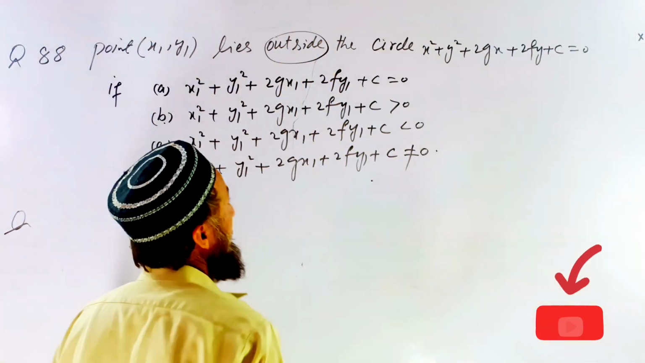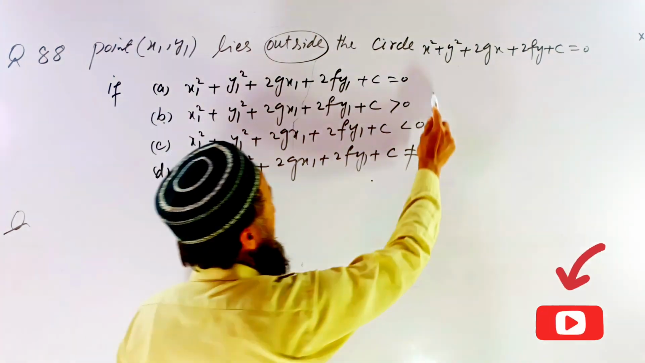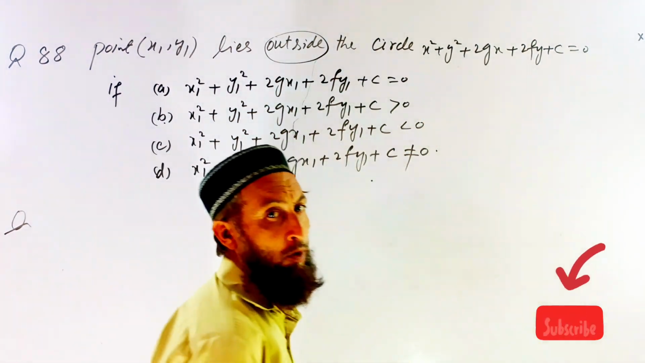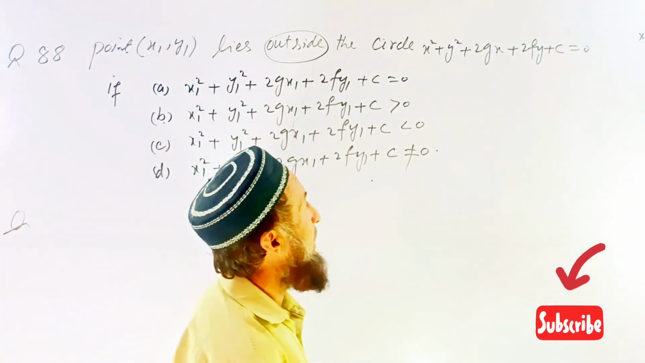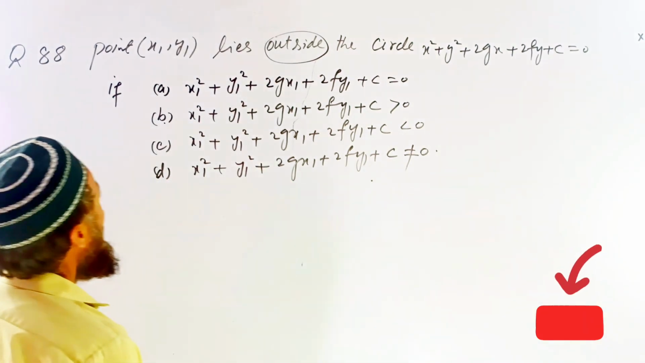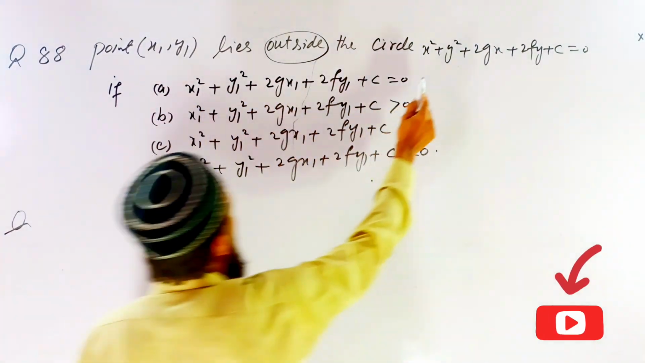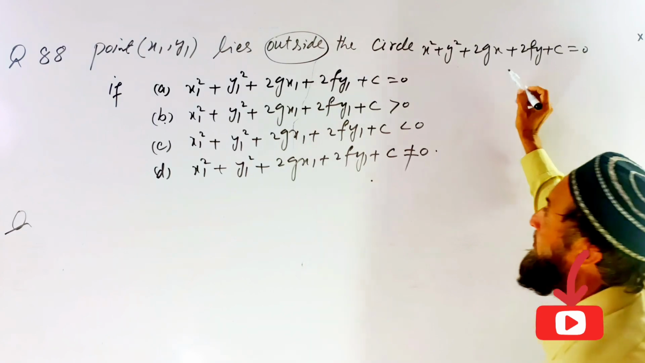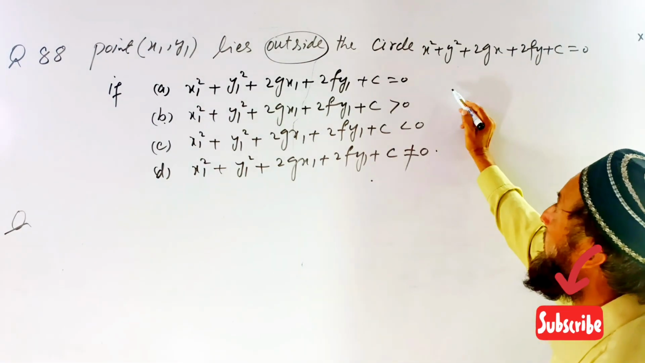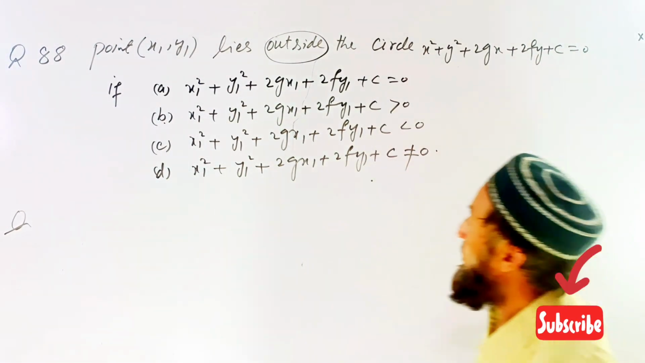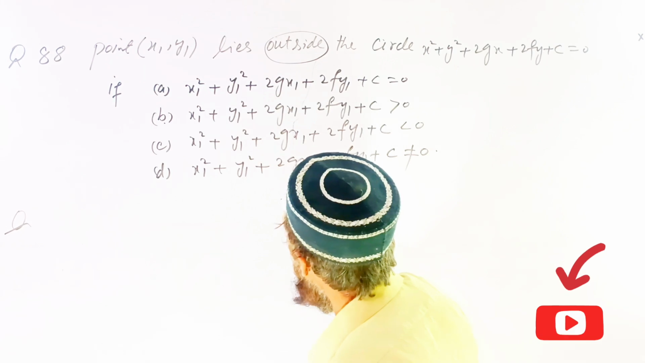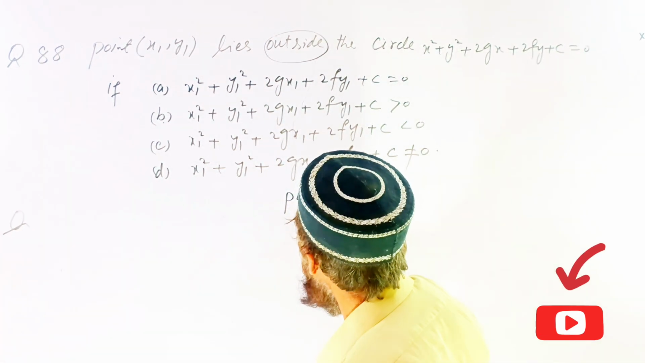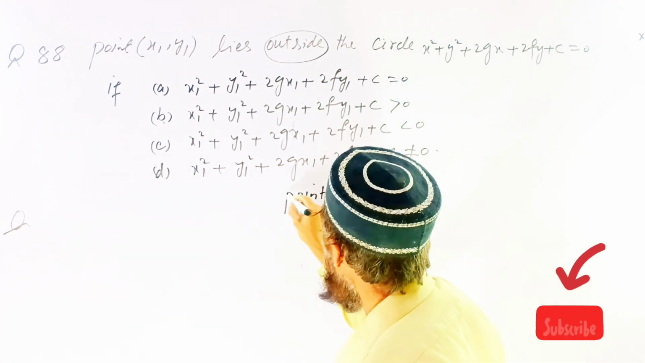Next, the point (x1, y1) lies outside the circle. For the general equation x square plus y square plus 2gx plus 2fy plus c is equal to 0, if we put the point here, x1 square plus y1 square plus 2gx1 and so on, for outside the circle, these points must be remembered and should be noted.